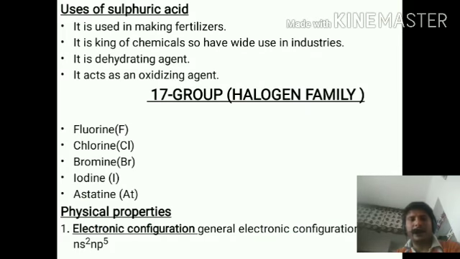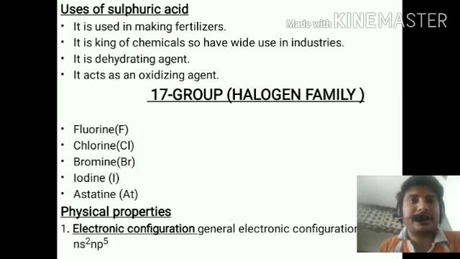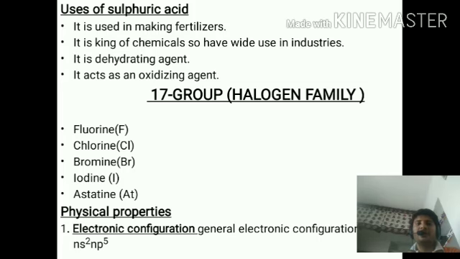Now, uses of sulfuric acid. We can use sulfuric acid as a laboratory reagent. Sulfuric acid is the king of acids and is used for making fertilizer. It is widely used in the paper and pulp industries. It is a dehydrating agent. These are the properties of sulfuric acid.